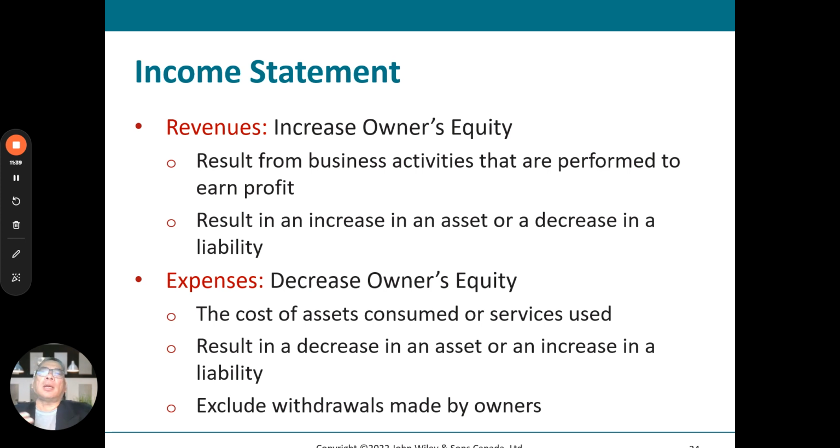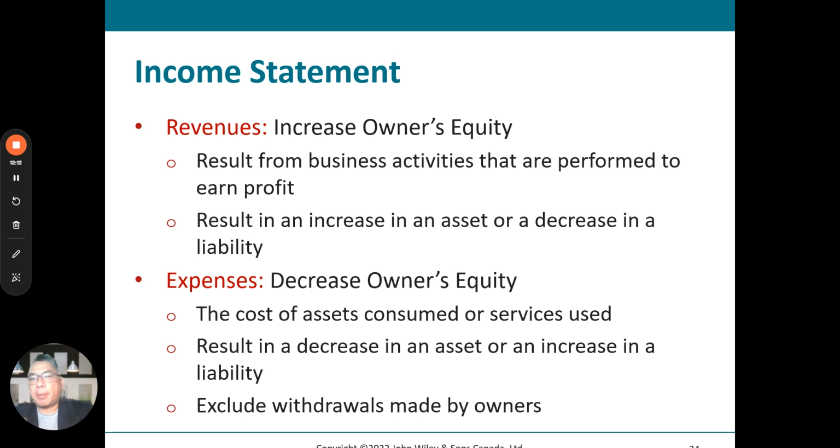Expenses. Expenses decrease the owner's equity. They are the cost of assets consumed or services used. The result can either be a decrease in assets or an increase in liabilities. This excludes withdrawals made by owners. What are example expenses? Again, the first example I gave you, I sell samosas. What are the expenses related to making samosas? Number 1 is the oil. Oil will be an expense. Flour is also another cost, right? And then the labor to make that is also an expense.